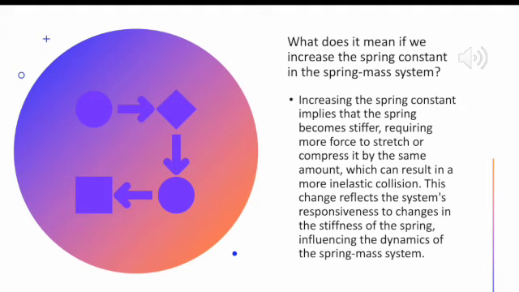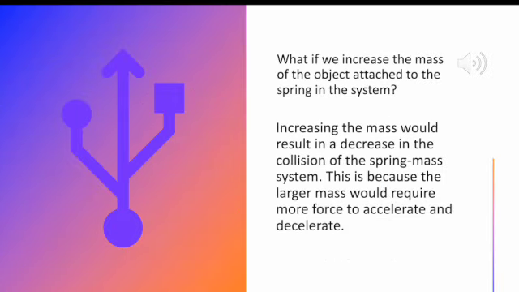What does it mean if we increase the spring constant in the spring mass system? By increasing the spring constant and making it stiffer, it will require more force to stretch or compress, which can make the system be more inelastic, because it will require more force for it to be compressed and come back to its original height.